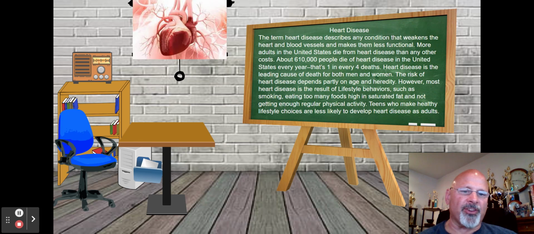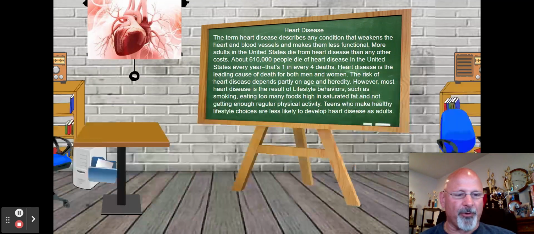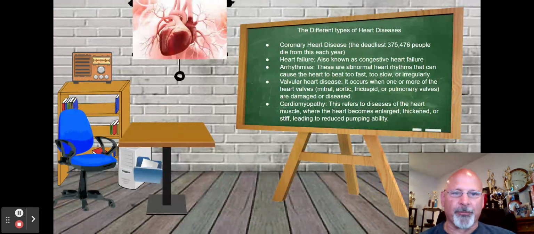The risk of heart disease depends partly on age and heredity. However, most heart disease is the result of lifestyle behaviors such as smoking, eating too many foods high in saturated fat, and not getting enough regular physical activity. Teens who make healthy lifestyle choices are less likely to develop heart disease as adults. Again, this is another great example of preventive medicine.